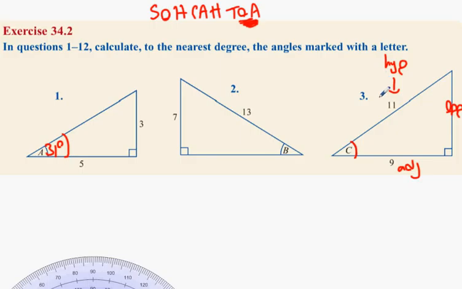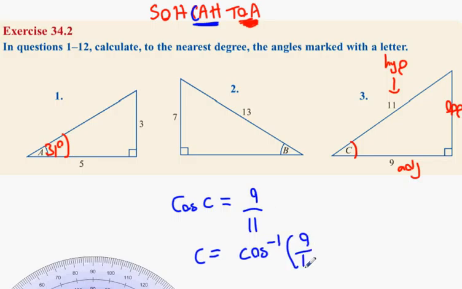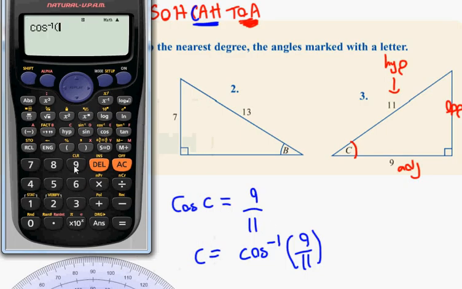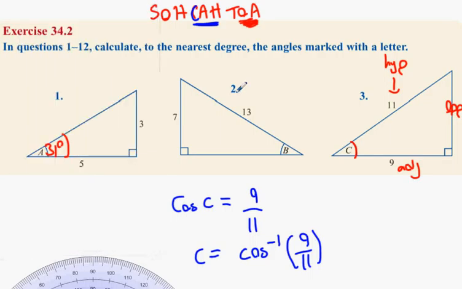Which one is A and H? Cos. Cos, what's the angle? Cos C is adjacent over hypotenuse, which is 9 over 11. Angle C on its own is cos inverse 9 over 11. Check it out. Thirty-five degrees. You round it off.